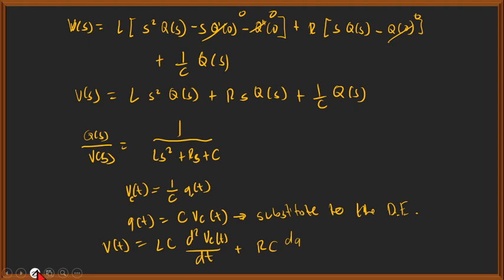VC of t all over dt. So this will be the first derivative. Plus 1 over C times our capacitance times VC of t, because that will be Q of t, so this will be equal to VC of t.